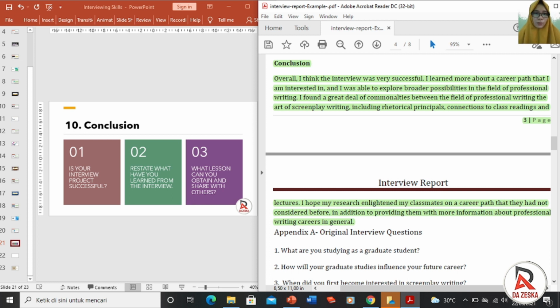So from the three points on the left, you may see on the left side of your screen the three sub points for conclusion that I mentioned before. The writer in the PDF has these three points, right? About the success of the interview, and also the writer had restated the things that she or he had learned from the interview, and the last is about the lesson that the readers can obtain.